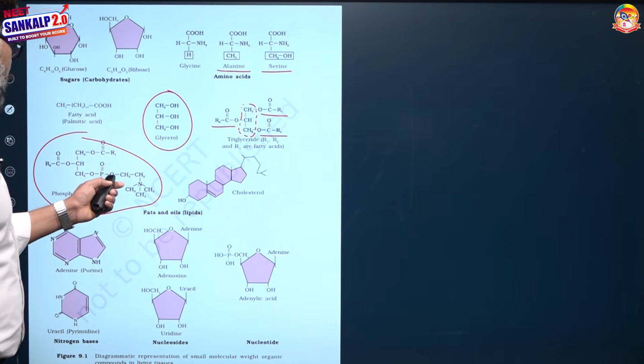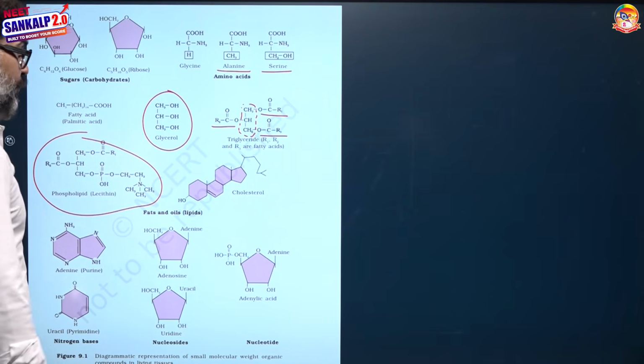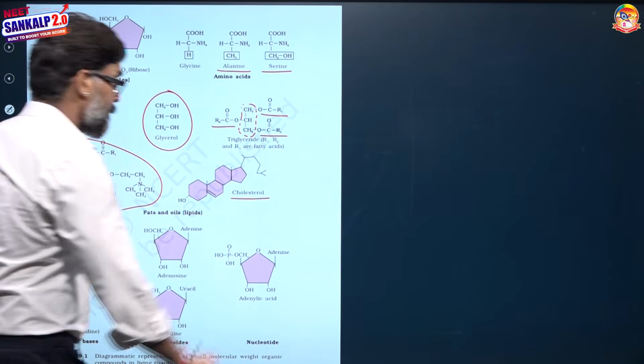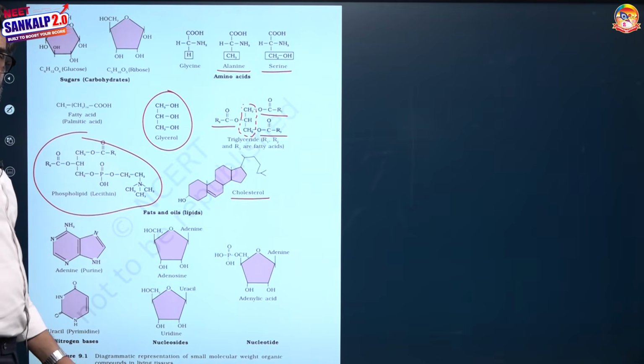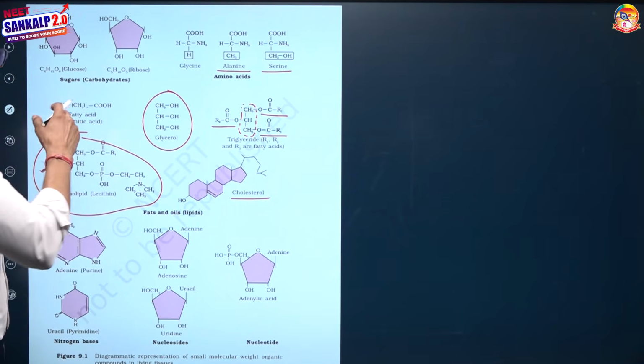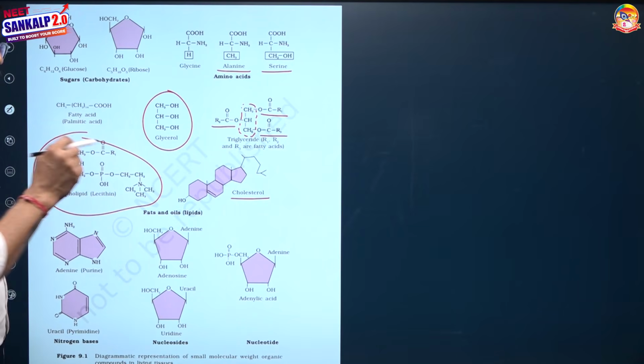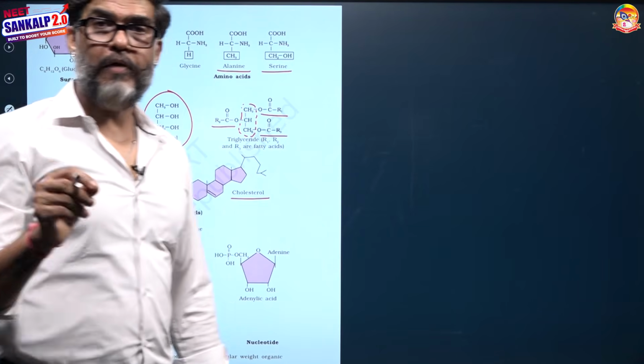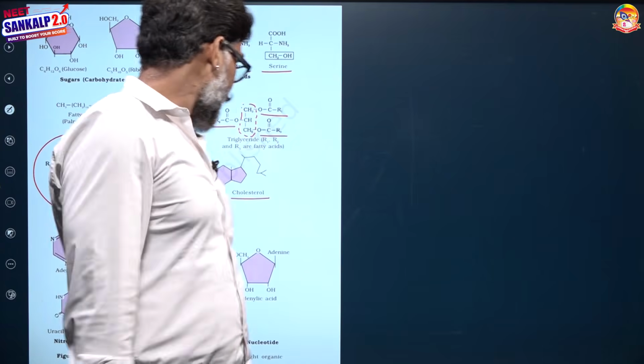Another lipid molecule is mentioned here as cholesterol. We know it is a steroidal chemical. Cyclopentanoperhydrophenanthrene nucleus structure they have. So these structures given in this figure 9.1 you have to keep memorized by heart.